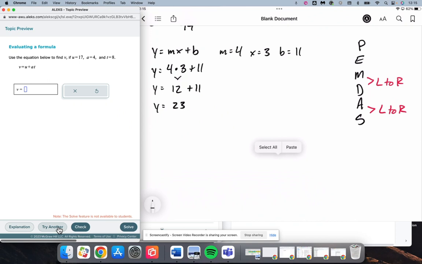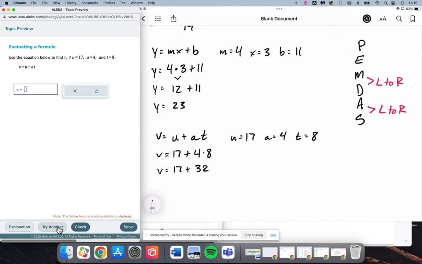Next, we have v is equal to u plus at. U is equal to 17, a is equal to 4, and t is equal to 8. So we're going to end up with v is equal to 17, plus, remembering that at means the a value times the t value. So that is not 48, that's 4 times 8. Then v equals 17 plus 4 times 8, which is 32. Going to give us a value of 49.